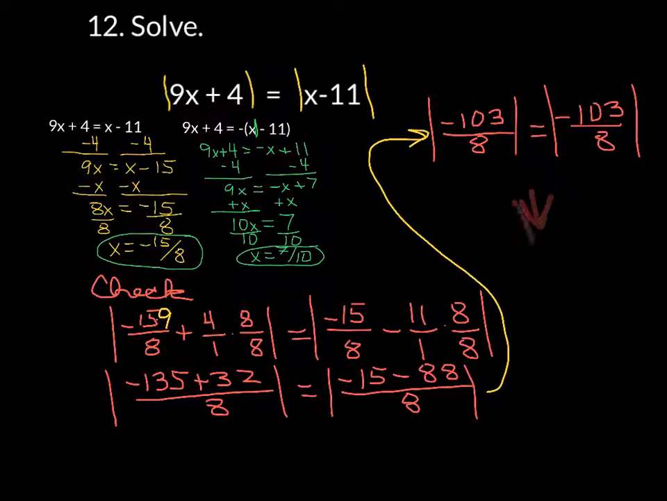Oh, let me use this pen. Check. We can do the same thing for 7/10, and we will also come out with a correct solution. So the solution is that x can either equal negative 15/8 or 7/10 to make this absolute value equality true.